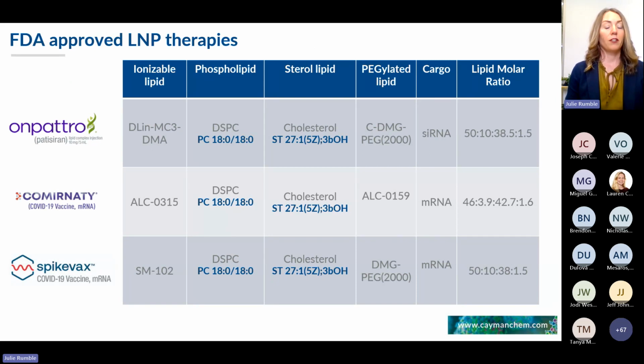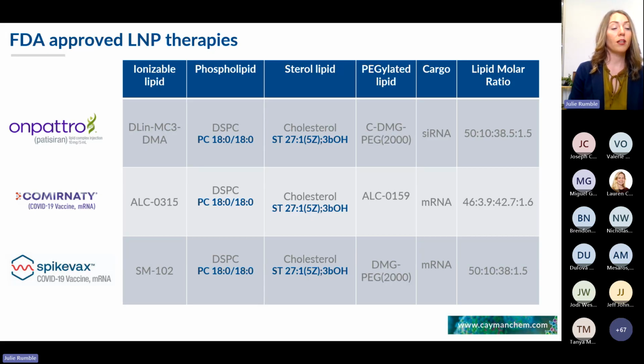I want to mention briefly the 3 FDA-approved lipid nanoparticle-based therapies. Onpattro from Alnylam, approved in 2018, which delivers small interfering RNA to treat hereditary transthyretin-mediated amyloidosis, a rare fatal inherited disease with a mutation in the TTR gene. Onpattro is a gene silencing drug that interferes with the production of the abnormal protein caused by this mutation.